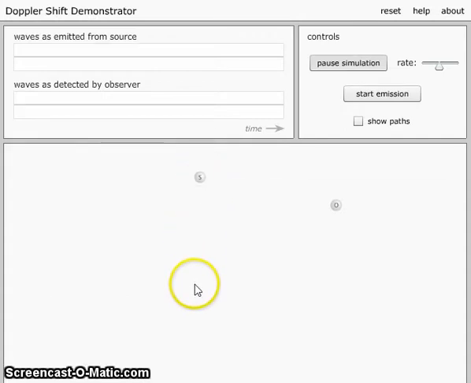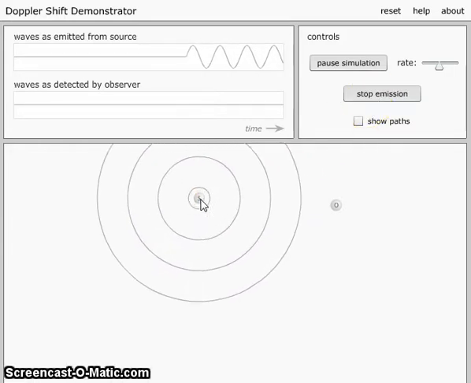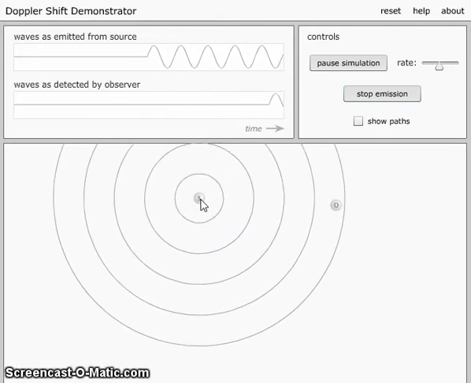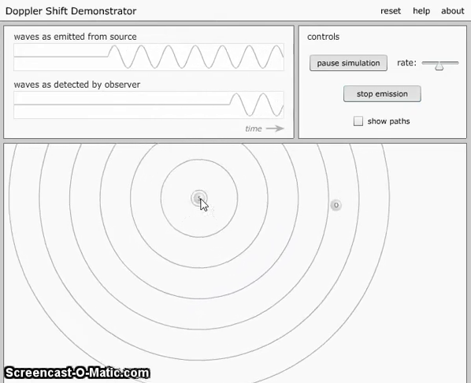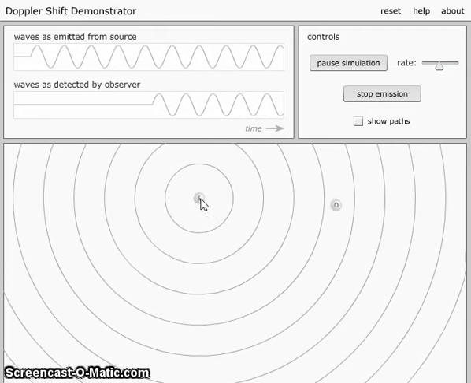Okay, so in this simulation, there's a little dot that says S, and there's a little dot that says O. S would be the source of the waves. O is the observer. Okay, so for instance, if I want to start the emission, it's showing you that the source of the waves is now giving off waves, and that could be sound, that could be light. It really doesn't make any difference because the concept is the same.